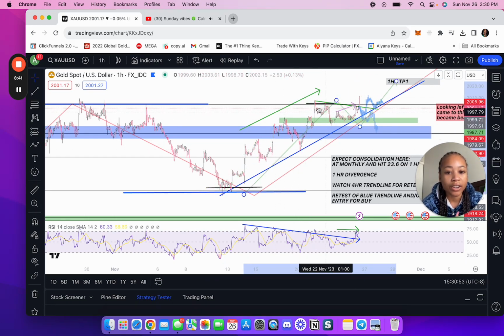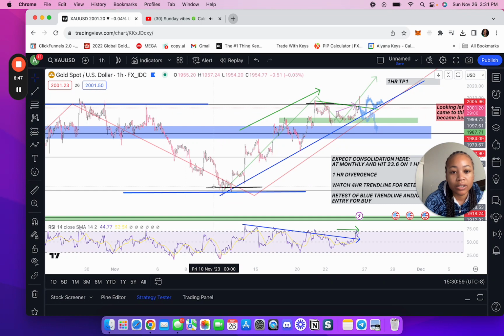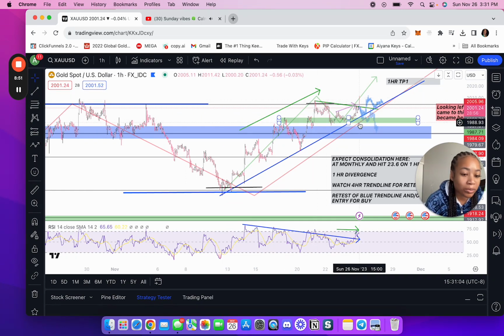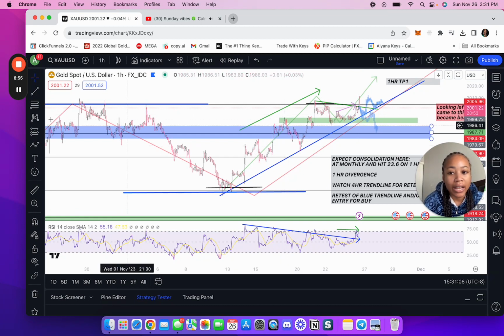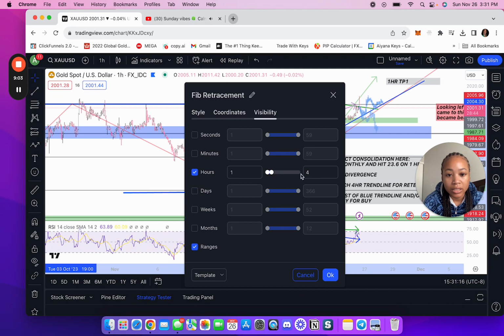This green area right here, this is what I'm looking for next on my 1 hour. So I have the low here to this high, and now I'm waiting to see where it pulls back. Now y'all might be saying, okay, why didn't you take it to this high or to this high? That's because those already played out. So let me delete this fib that's behind here so there's not too many lines.